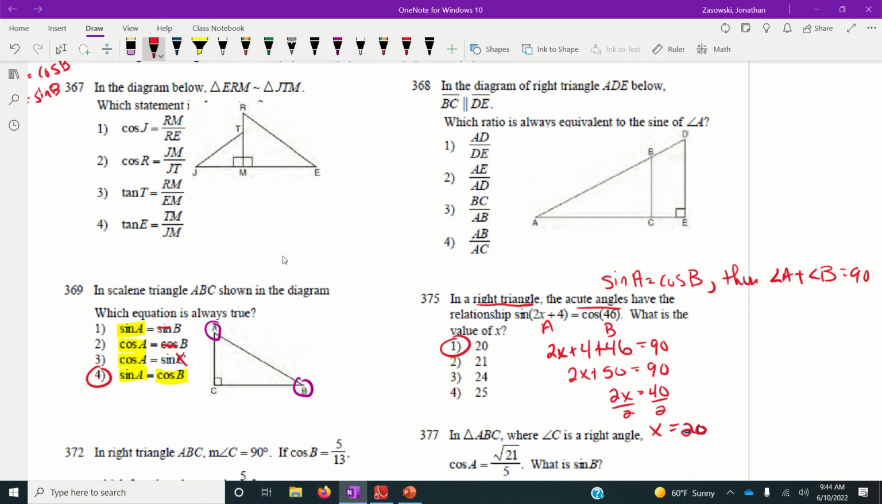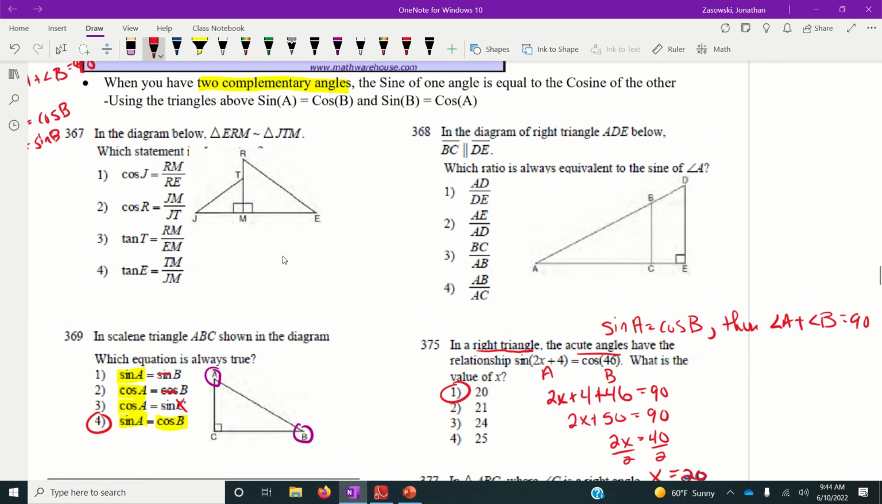Coming back up to 367 and 368. Both of these involve similar triangles. So when the triangles are similar, in this question, we want to know which one of these is true, essentially. So that's what's being covered up here.